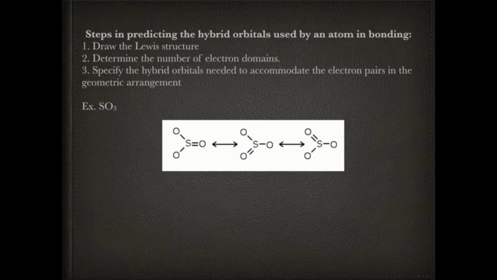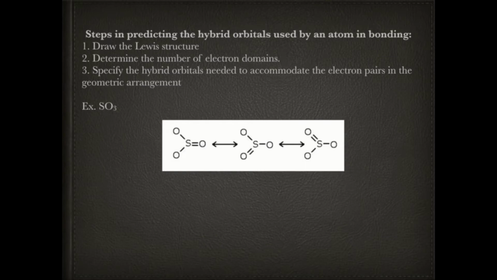Okay? The next thing you need to do is determine the number of electron domains. So SO3, since there are 2 single bonds and a double bond, that's only going to be 3 electron domains. And then based on the number of electron domains, you need to specify the hybrid orbitals needed in order to accommodate those electron domains. So in this case, since you have 3 electron domains, the hybrid orbital would be sp2 because that takes care of the 3 electron domains. If instead you had 4 electron domains, like in the previous slide, it would be sp3. If instead you had 2 electron domains, it would be sp.